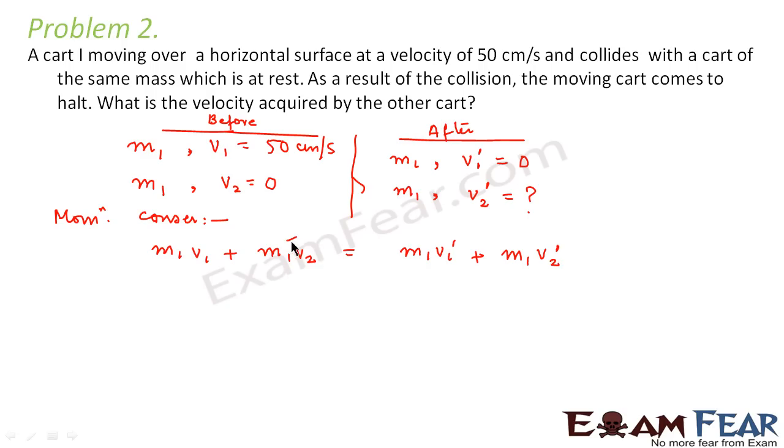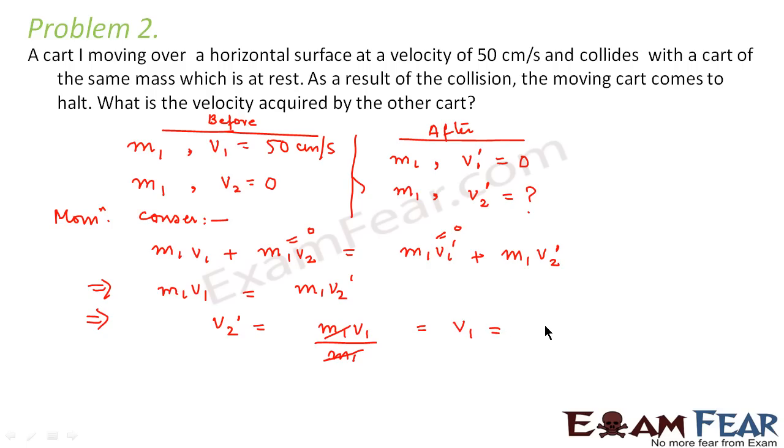Here we see that v2 is equal to 0. So we can write m1 v1 is equal to, here again v1 dash is equal to 0, so this is equal to m1 v2 dash. That is v2 dash will be equal to m1 v1 divided by m1. So m1 gets cancelled. So we get v2 dash is equal to v1.